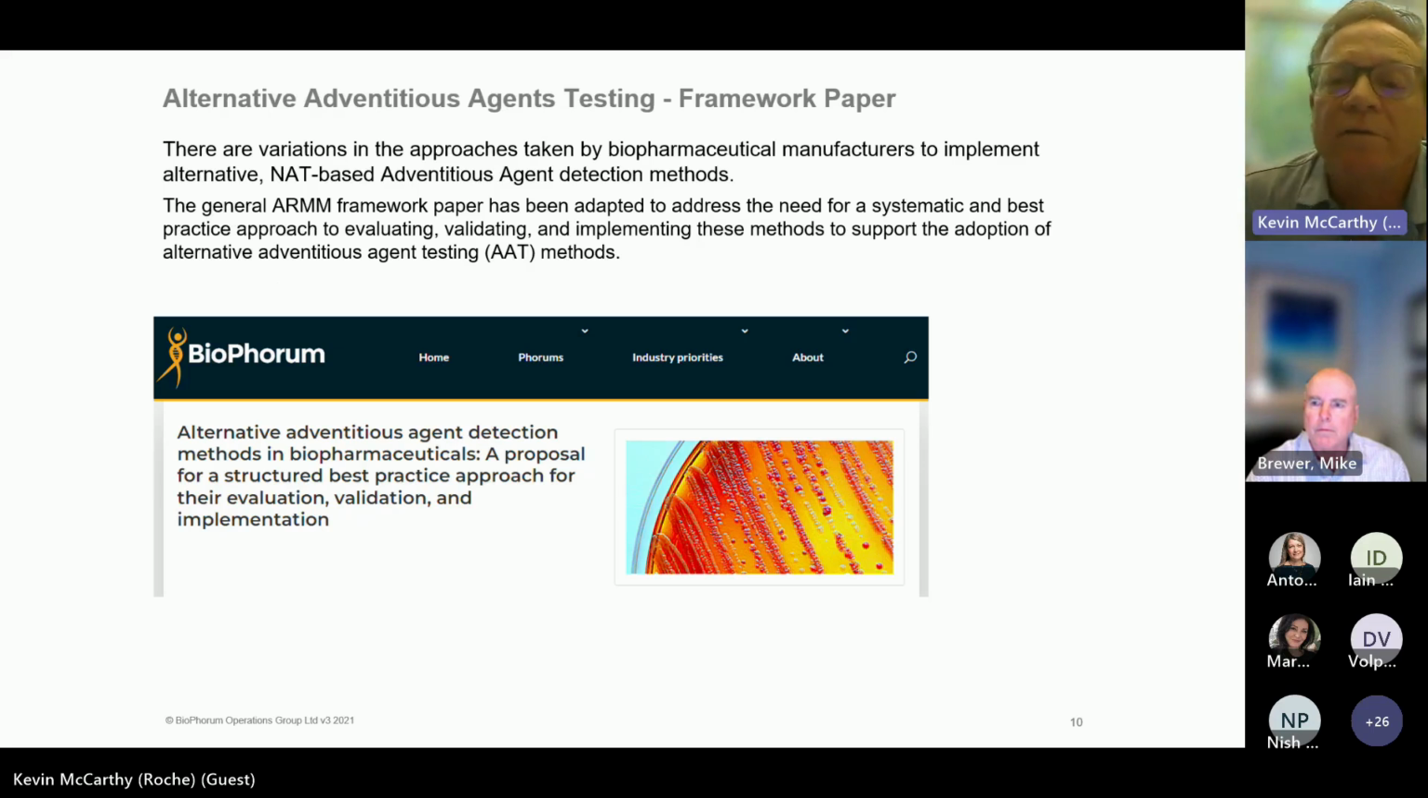All right, there are variations in the approach taken by various biopharmaceutical manufacturers to implement alternative nucleic acid testing based adventitious agents methods. The general ARMM framework paper has been adapted to address the need for a systemic and best practice approach to evaluating, validating, and implementing new alternative adventitious agents methods.